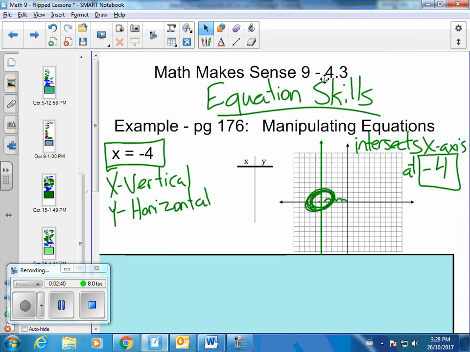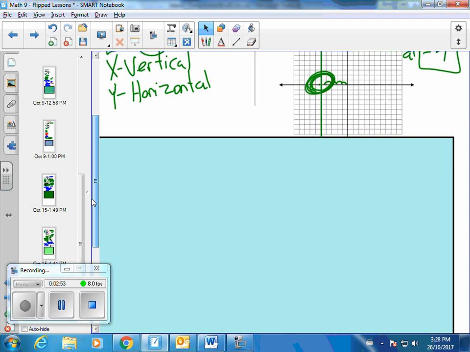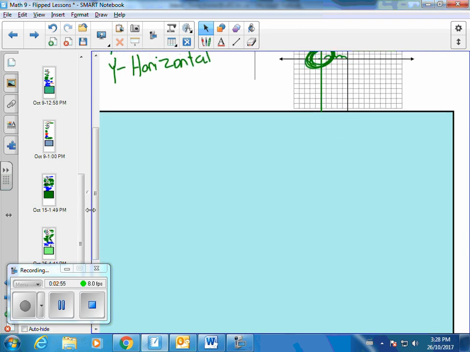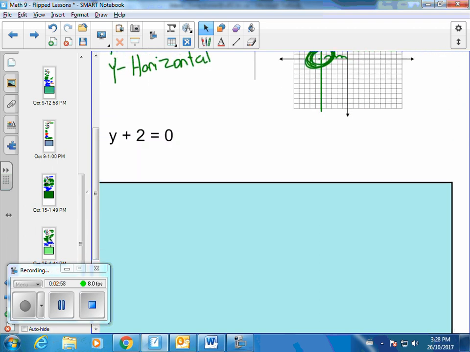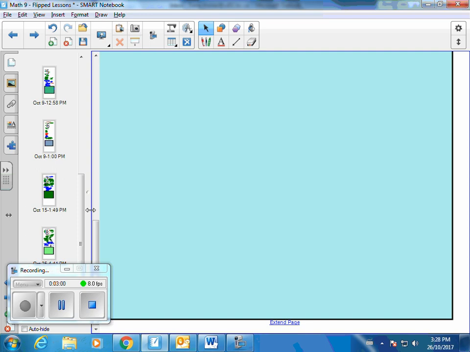All right, so that's what it means if you ever get an equation where you have just the x or the y and it equals a singular number. It means we've got a single straight line that goes up or down our vertical or horizontal plane. Let's take a look at our next example.